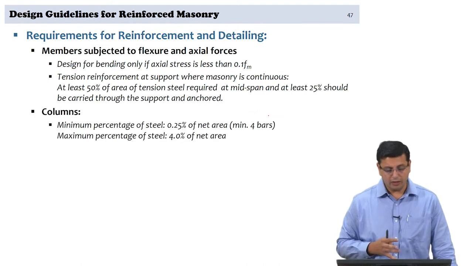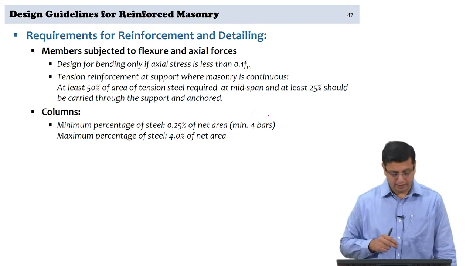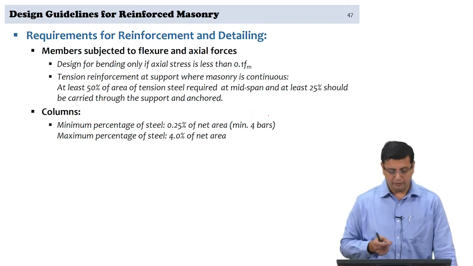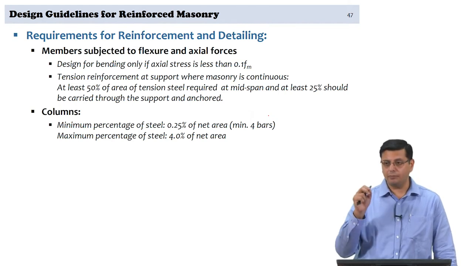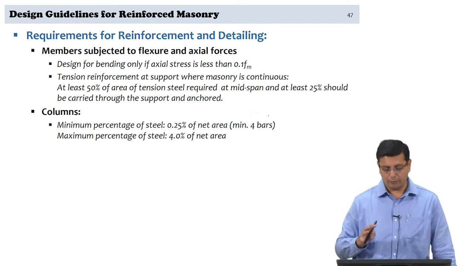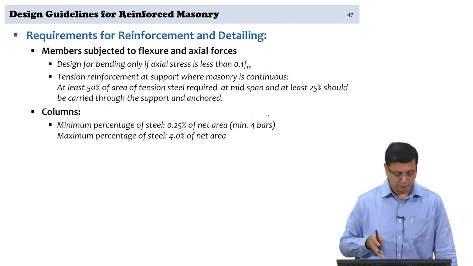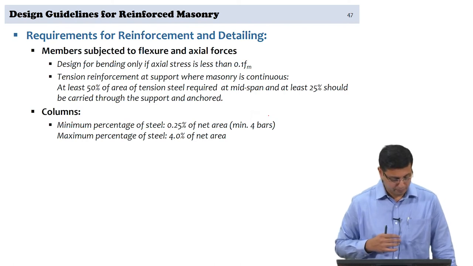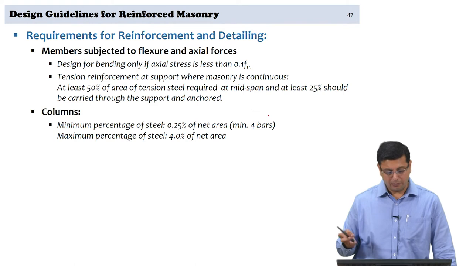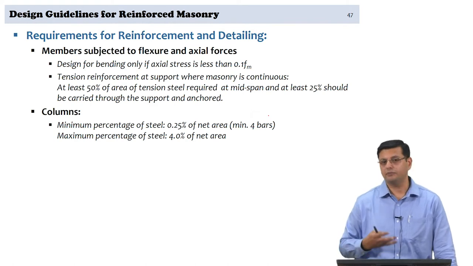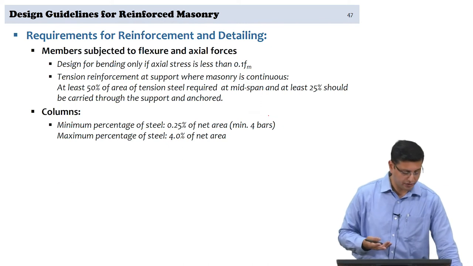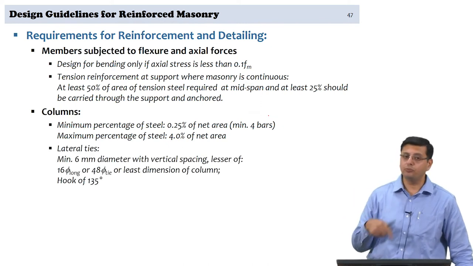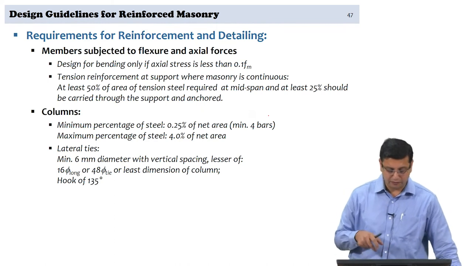When you are looking at columns, the minimum percentage of steel that you must consider for reinforced masonry columns is 0.25% of the net area, but not less than 4 bars. So, the minimum number of bars that you should provide in a reinforced masonry column is 4 bars, minimum percentage being 0.25%. However, the maximum percentage of steel that you can provide is 4%, and that is really on the higher side. You would not be providing anywhere close to that for structures which are 2 or 3 storied reinforced masonry structures.